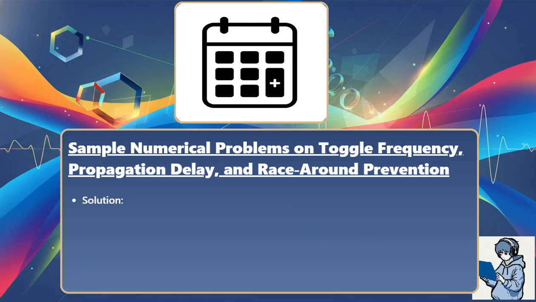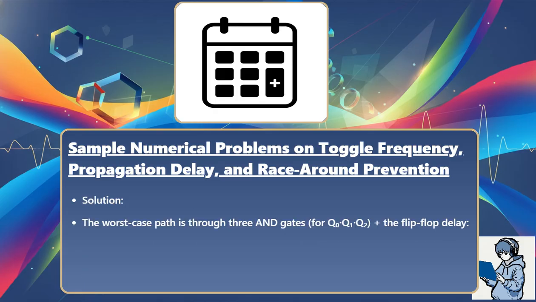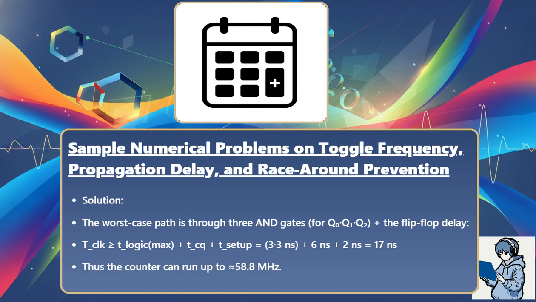Solution. The worst-case path is through 3 AND gates for Q0, Q1, Q2 plus the flip-flop delay. T clock greater than or equal to T logic max plus TCQ plus T setup equals 3 times 3 nanoseconds plus 6 nanoseconds plus 2 nanoseconds equals 17 nanoseconds. Thus, the counter can run up to approximately 58.8 MHz.